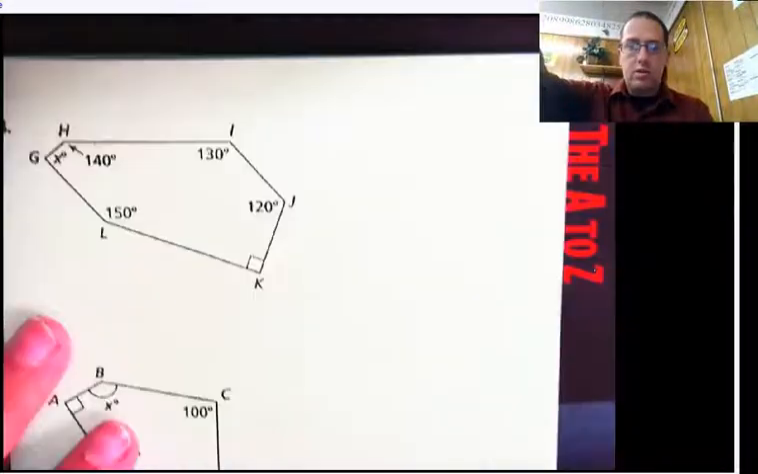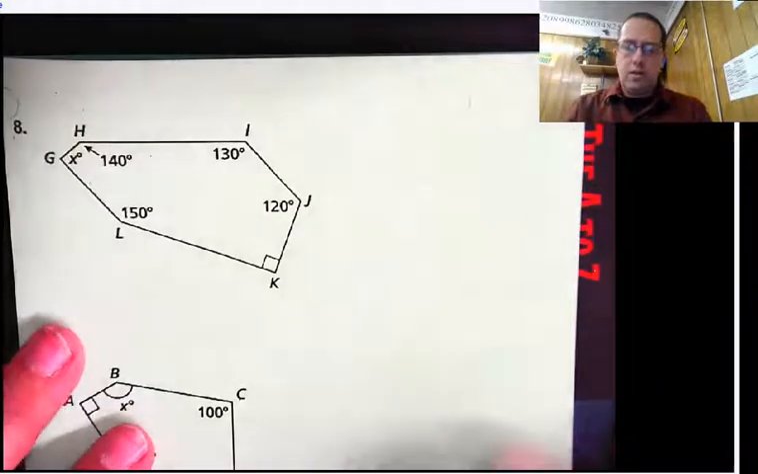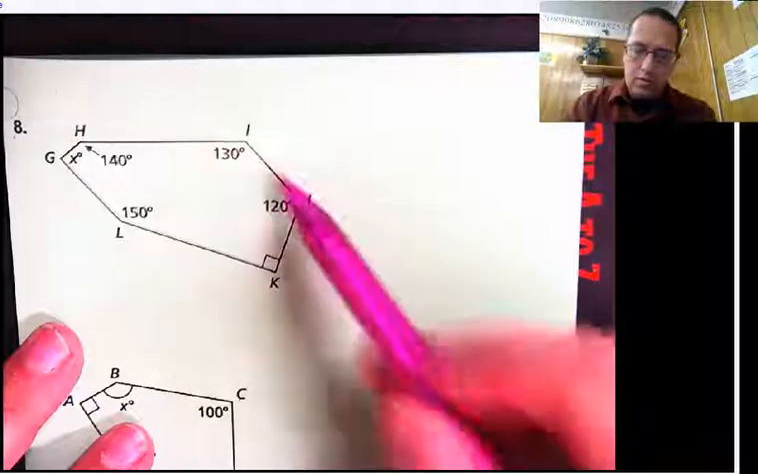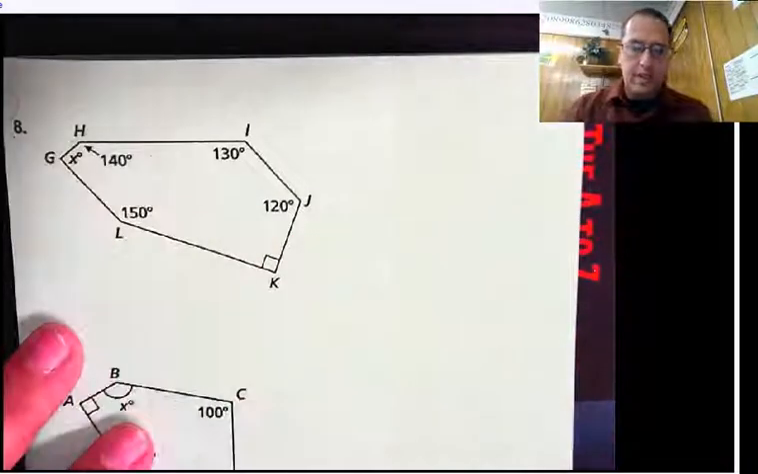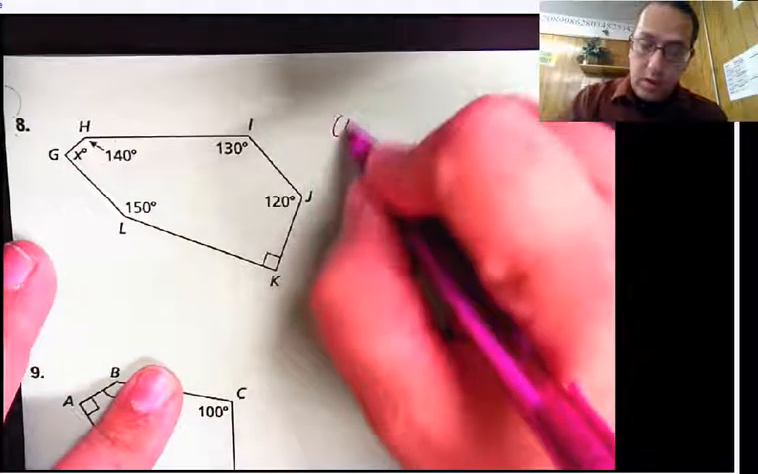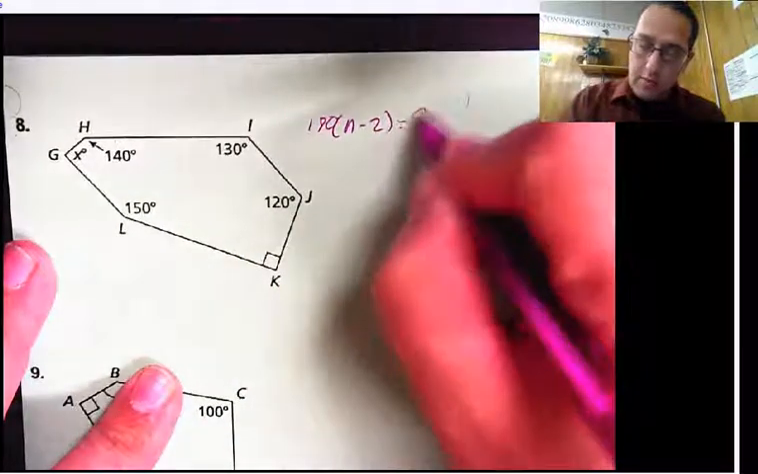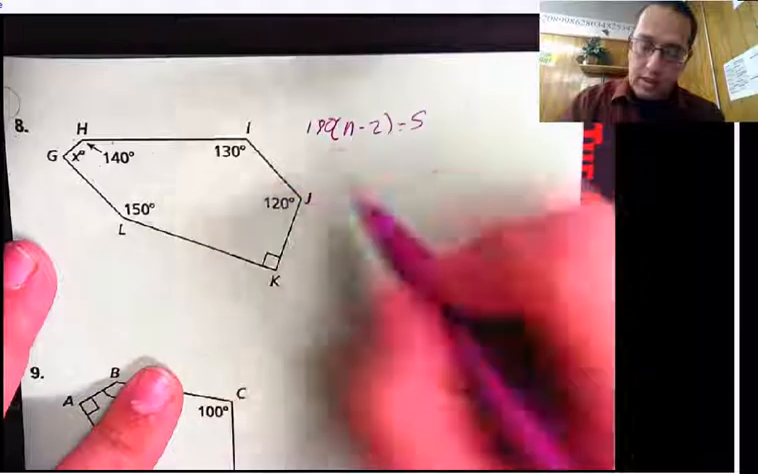Move my camera down so we can see what we're doing. This one is not a quadrilateral anymore. Here we have 1, 2, 3, 4, 5, 6 sides. So what will this total up to? I don't remember either. So we got a formula: n minus 2 times 180 equals our sum. n in this case is 6.